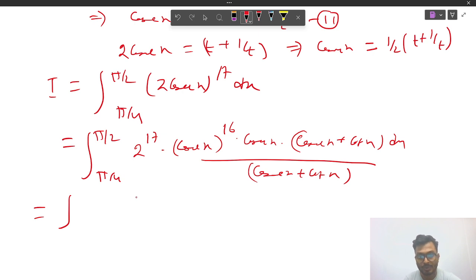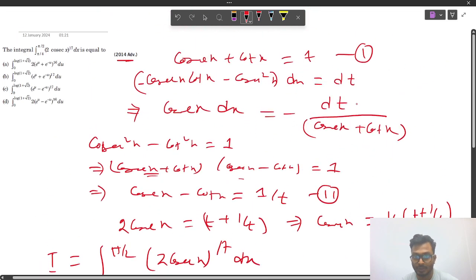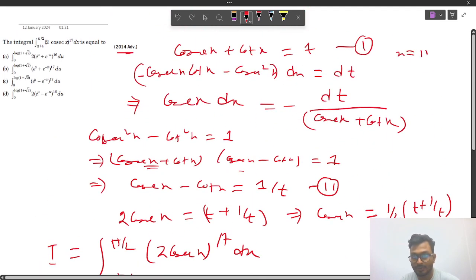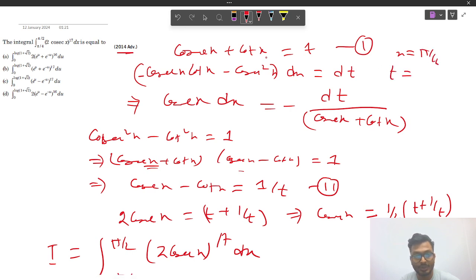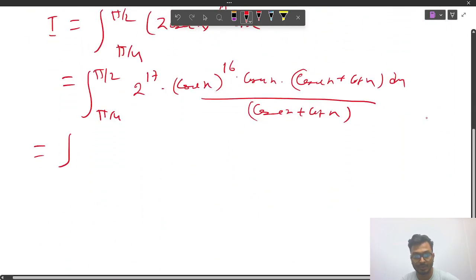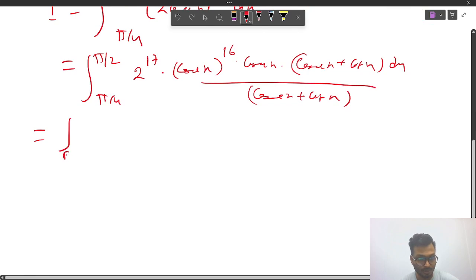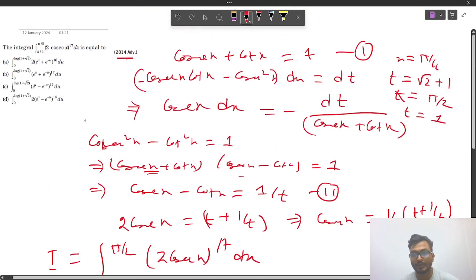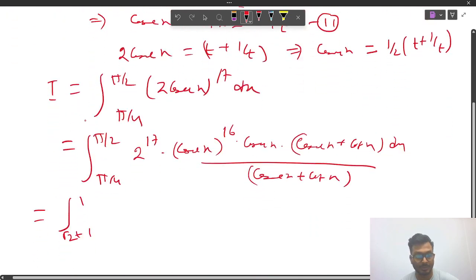Now we are putting the variable as t. When x equals pi by 4, what will be our t? t will be cosec pi by 4 plus cot pi by 4, that means root 2 plus 1. When x is pi by 2, what will be t? t will be 1. So the limits will be root 2 plus 1 to 1.